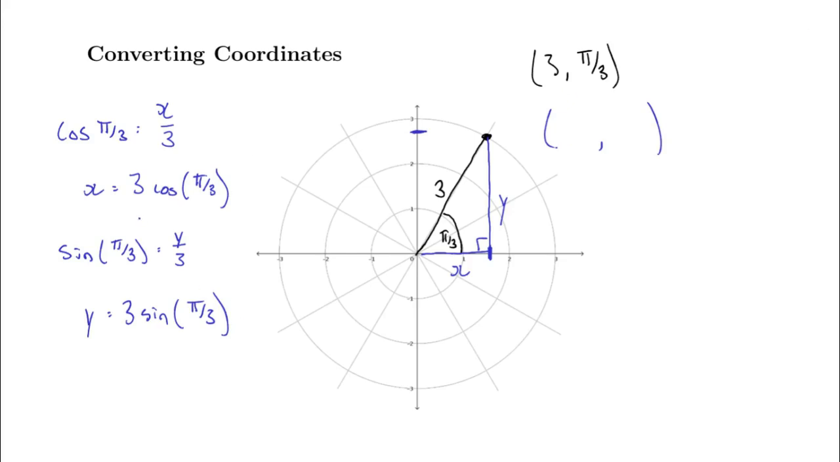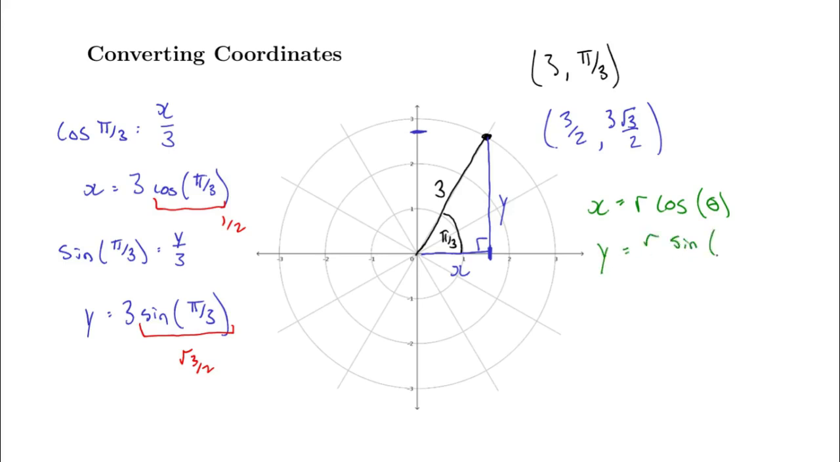We hopefully know that cosine of pi over 3 is really just a half. And so our x value is 3 halves. And hopefully we know that sine of pi over 3 is really going to be root 3 over 2. So our y value is 3 root 3 over 2. So we can convert this way pretty easily. In general, what we have is that x is always equal to r cosine theta, and y is always equal to r sine theta.